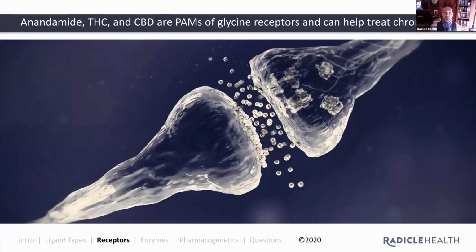Glycine receptors. So we mentioned these earlier. These are also ionotropic receptors. They inhibit nerve activation. Nerve activation regulates pain and inflammation. Anandamide, THC, CBD, these are all positive allosteric modulators of glycine receptors. One study in mice demonstrated that CBD specifically can potentiate glycine receptors. And this, of course, helps to inhibit transmission of pain signals and can help treat chronic pain.